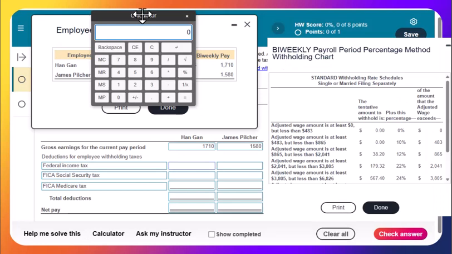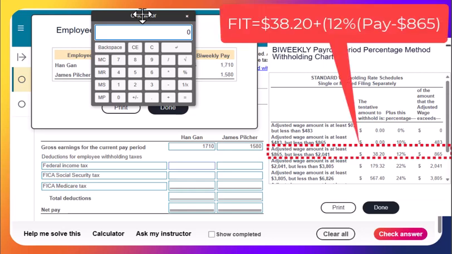So Han makes $1,710 biweekly. So on this chart, his adjusted wage amount is at least $865, but less than $2,041. So then the tentative amount to withhold is $38.20, but then that's plus the percentage of 12% of the amount the adjusted wage exceeds $865. So what does that mean? That means anything over $865 out of the $1,710 will be at 12%.